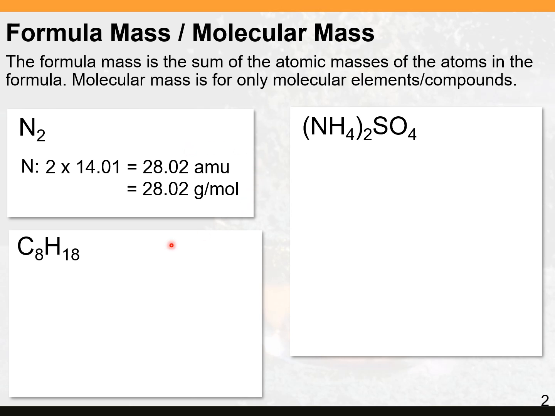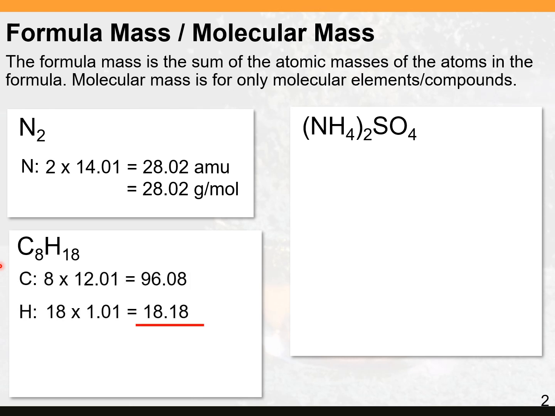For a compound, the number and kind of each atom must be accounted for. In octane, there are 8 carbon atoms, each with a mass of 12.01 AMU, and 18 hydrogen atoms, each with a mass of 1.01 AMU. Its formula mass is the sum of the masses of each element, 114.26 AMU, or grams per mole.